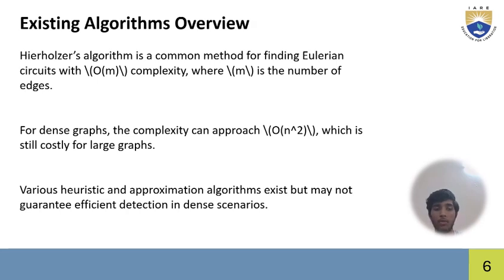Existing algorithms overview. One of the most well-known algorithms for finding Eulerian circuits is Hierholzer's algorithm, which runs in linear time in E, where E is the number of edges. However, in dense graphs the number of edges approaches the quadratic bound, making it computationally heavy for large inputs. There are heuristic and approximation algorithms, but they may sacrifice precision for speed. Thus, the search continues for algorithms that are both accurate and faster.